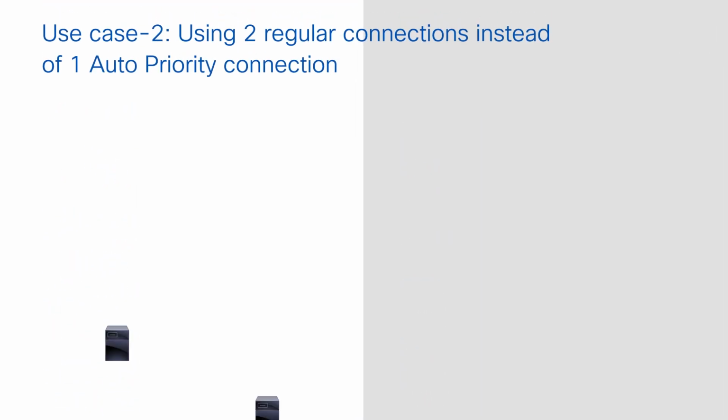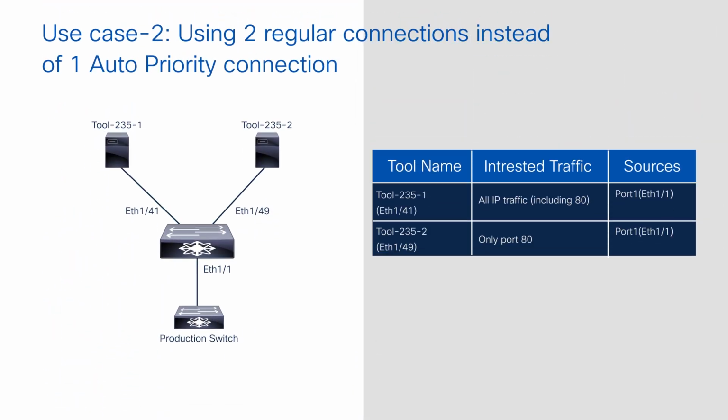Let us take one more use case. As we discussed initially, the auto priority behavior can also be achieved by creating two different connections with manually entered priority. Let's take a look at it. Here the use case is that I have an NDB switch, and the copy traffic is coming on Ethernet 1/1.